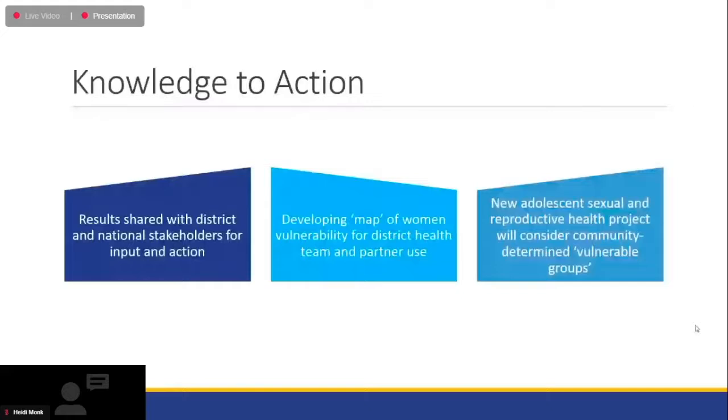In addition, there is a new adolescent sexual and reproductive health project that is to be implemented by Mbarara University and the University of Calgary in southwestern Uganda, and it will consider these community-determined vulnerable groups in its implementation.